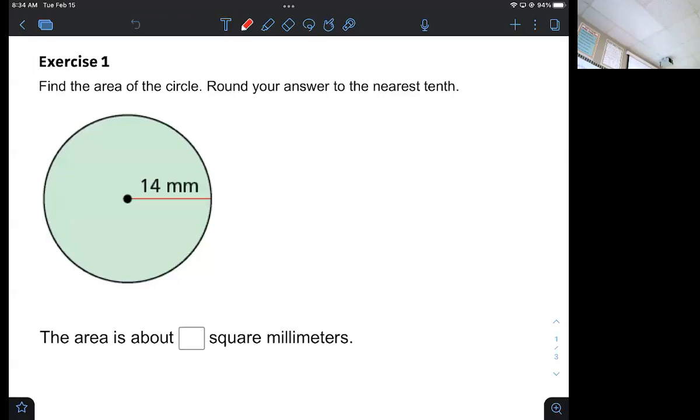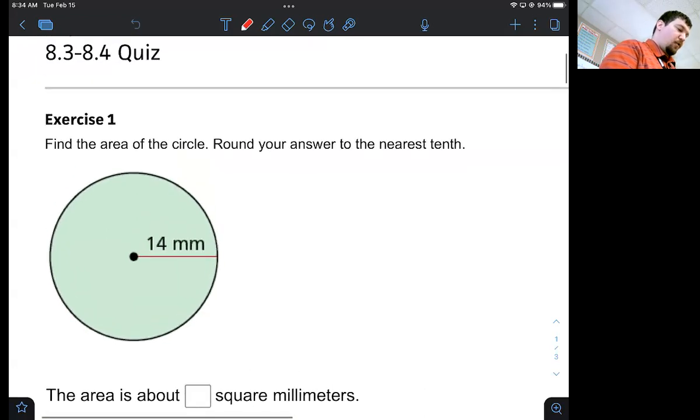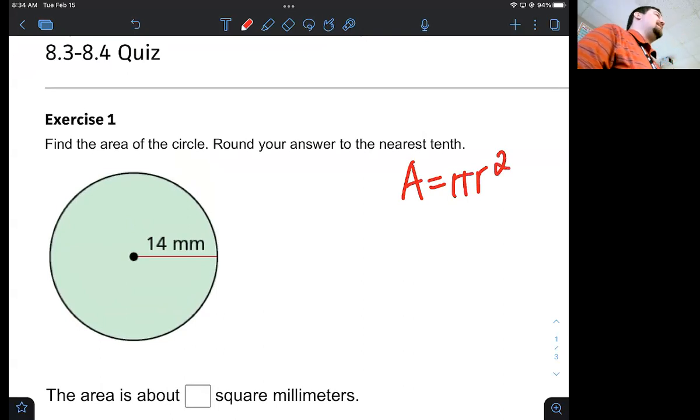radius. You guys should be able to start number one all by yourself without me. This is just finding the area of a circle. And so the area formula of any circle is pi times the radius squared. We're not going to use the diameter when we're finding area because that's just used for circumference.